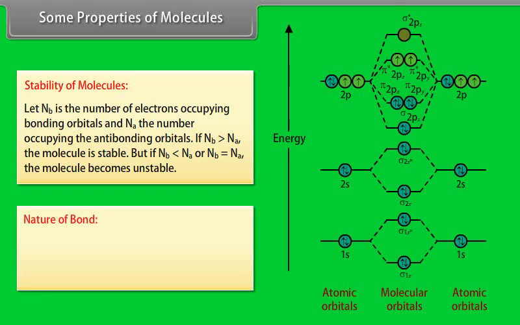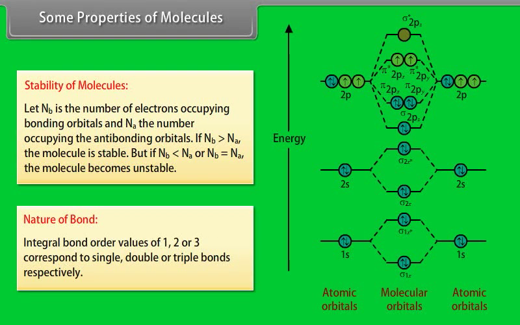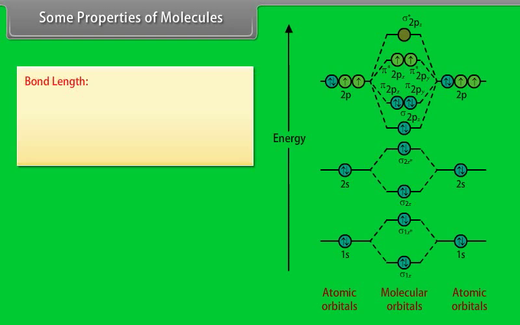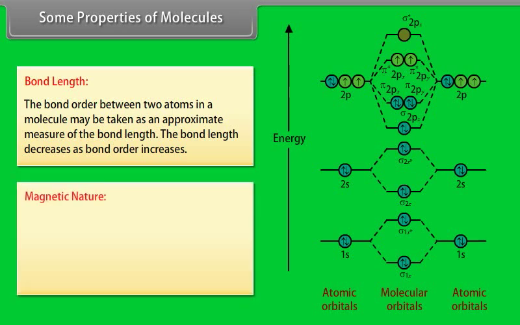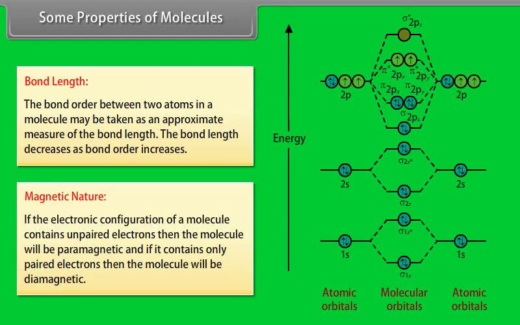Nature of bond. Integral bond order values of 1, 2 or 3 correspond to single, double or triple bonds respectively. Bond length. The bond order between two atoms in a molecule may be taken as an approximate measure of the bond length. The bond length decreases as bond order increases. Magnetic nature. If the electronic configuration of a molecule contains unpaired electrons, then the molecule will be paramagnetic, and if it contains only paired electrons, then the molecule will be diamagnetic.